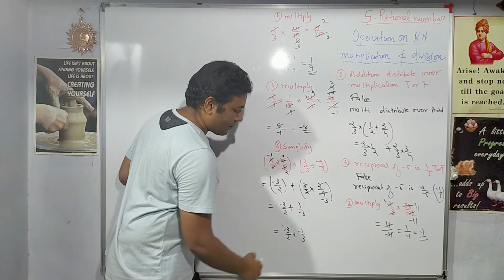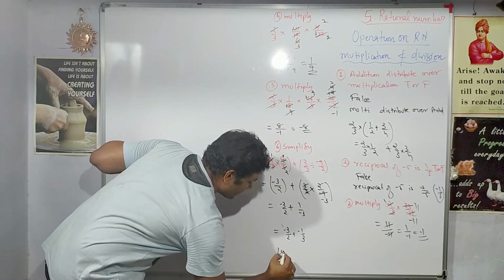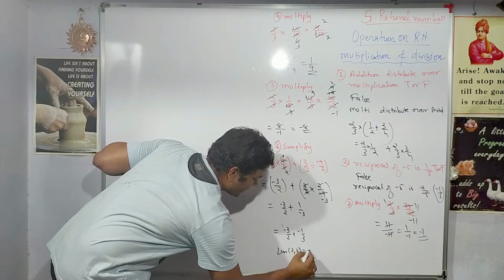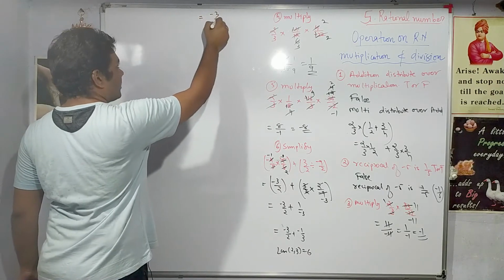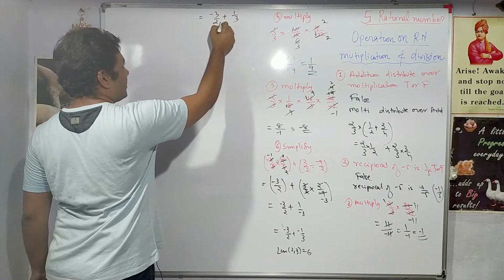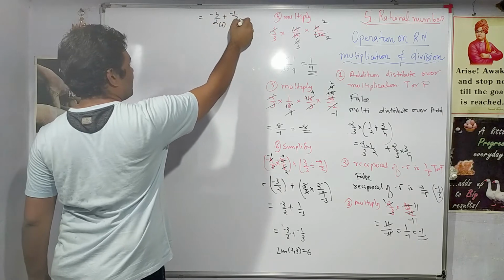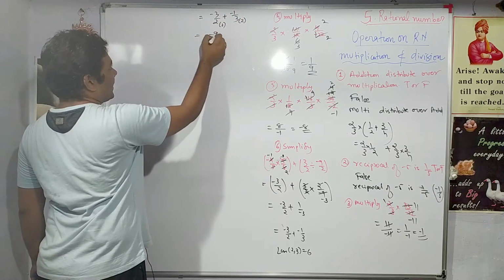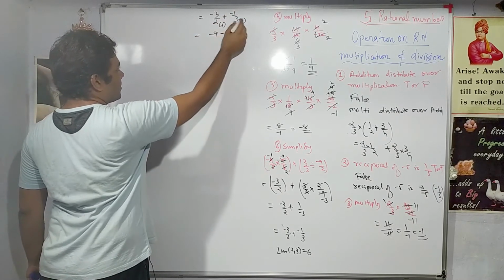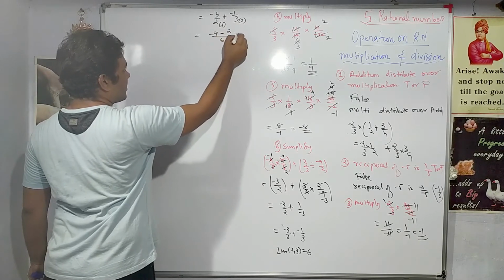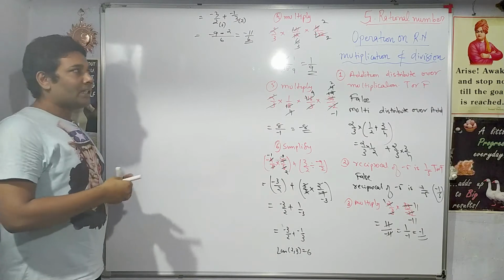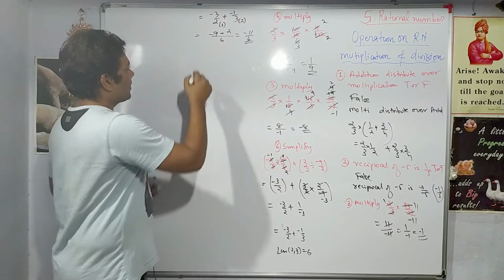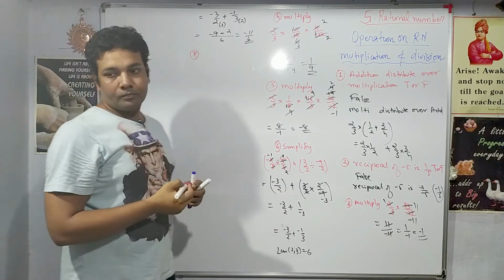right? What is the LCM of 2 and 3? 6. So LCM of 2 and 3 is 6. So what will be the next step? 3 by 2 plus 1 by 3. 2 will be multiplied with the 3 and 3 will be multiplied with the 2. So minus 9 minus 2 upon 6, that is minus 11 upon 6 is the answer. Easy? Yes, easy. Next, seventh question.